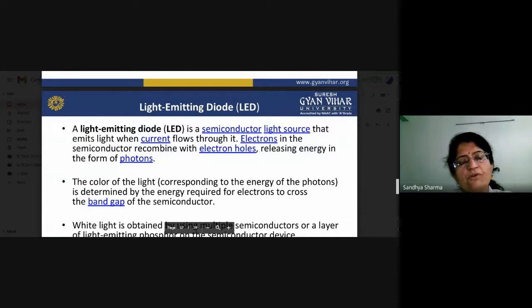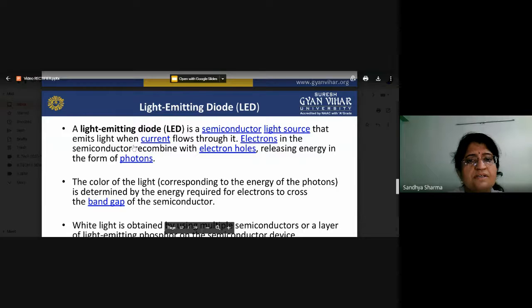Now we will see the light emitting diode. So what about the light emitting diode? As you can see from the name, light emitting means that in this diode light is emitted. Basically it is a semiconductor light source that can emit light when current flows through it. When current flows across this diode, the light source will be illuminated.